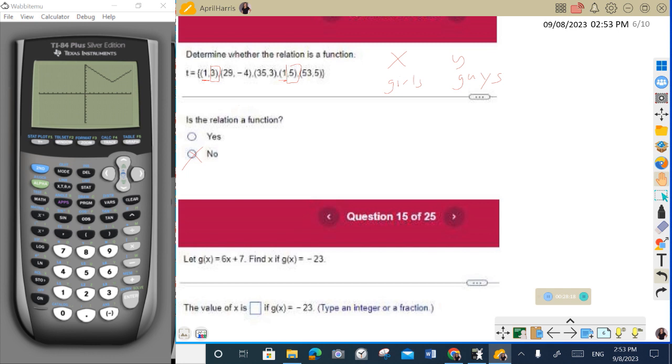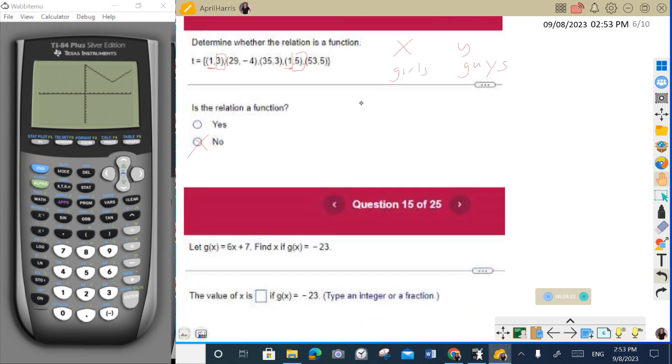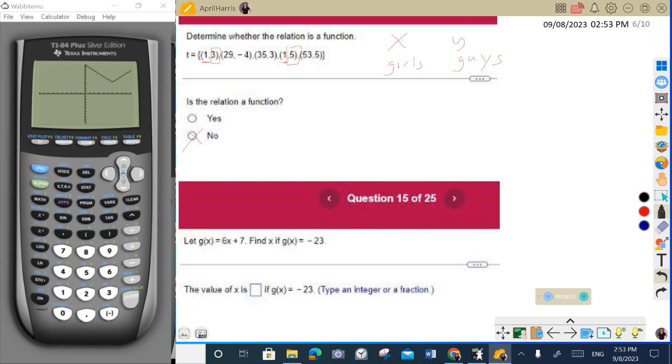Let me give you a quick example. If it had been this, 1, 2, 2, 3, 4, 2, and they ask you, is this a function? Some people will say no because the y's have different x's. But that's guys. Y's, in our society, they say that's okay. So that is a function. It's only if you're girls, the x's have more than one guy, then that's not a function.